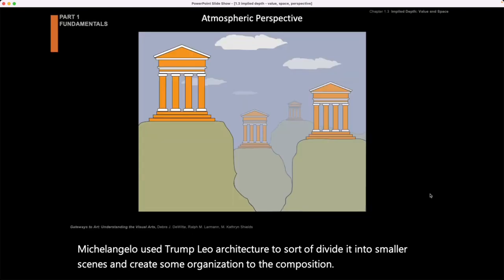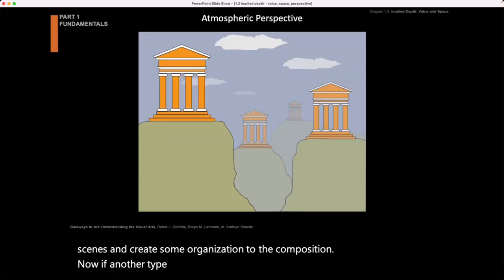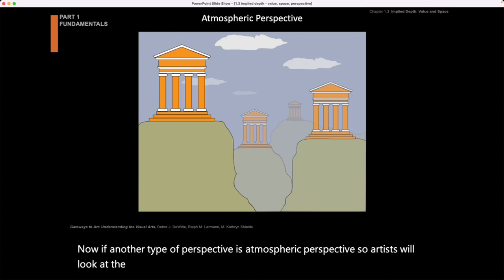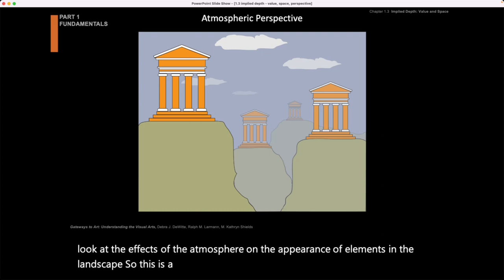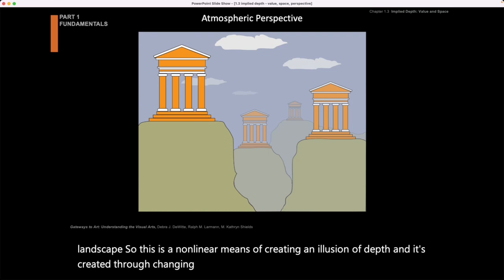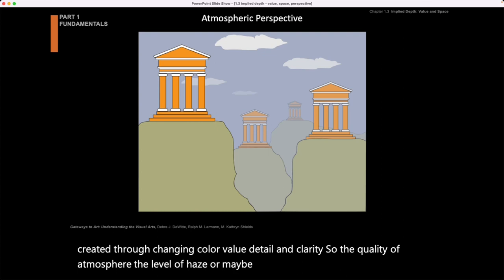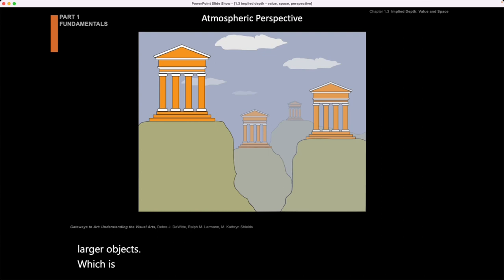Now, another type of perspective is atmospheric perspective. So artists will look at the effects of the atmosphere on the appearance of elements in the landscape. So this is a non-linear means of creating an illusion of depth. And it's created through changing color, value, detail, and clarity. So the quality of atmosphere, the level of haze, or maybe the relative humidity between us and larger objects such as mountains really changes the appearance of said objects.